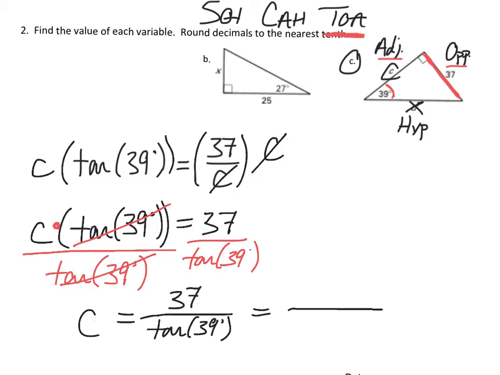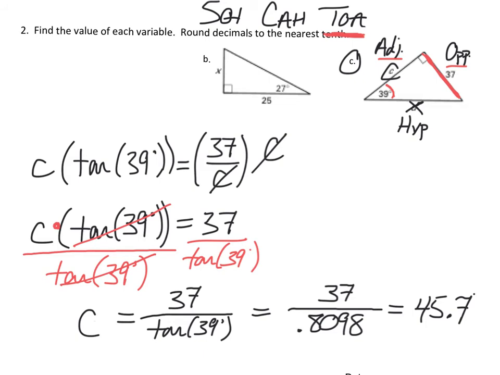So tangent of 39 degrees is equal to 0.8097. The more decimal places I go out, the more accurate it is, but I'm actually going to round that to 0.81 instead. And my numerator is still 37. So essentially this is what I'm plugging into my calculator, and it looks like c is equal to 45.7.